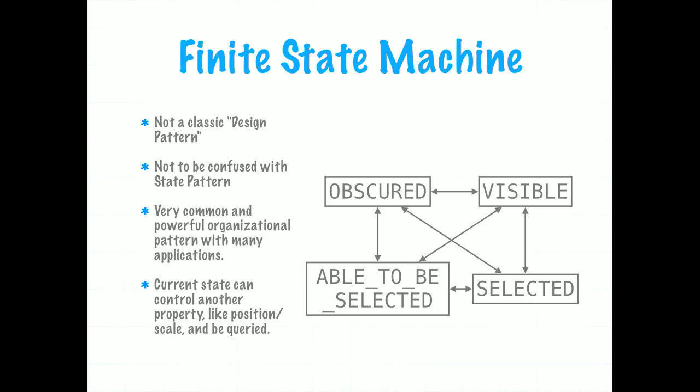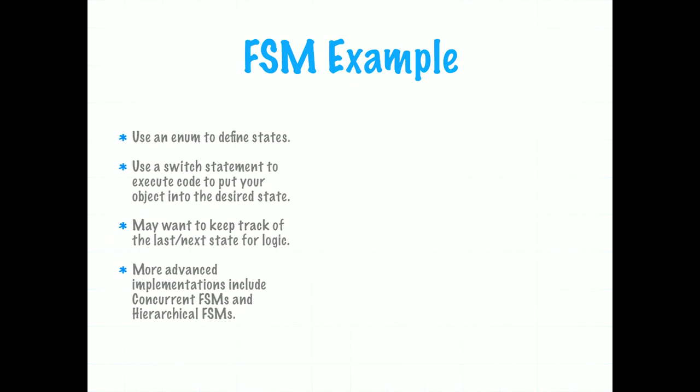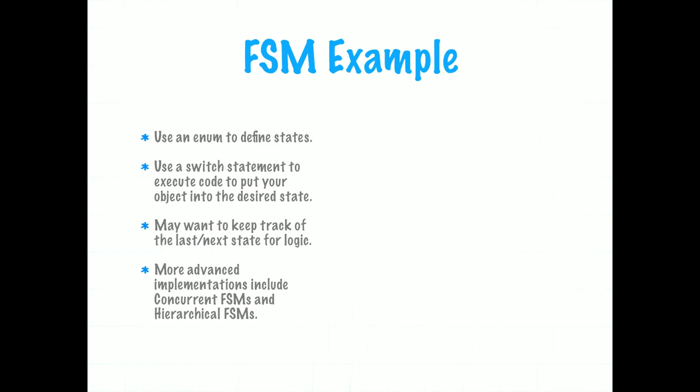Also be able to do things with that. So a pretty simple example is going to be a switch statement on enum again. So we have enum to define the states. We have a switch statement to execute code to put our object into the desired state. And an extra aside is that you may want to keep track of which state you just came from in order to make your code slightly more efficient, or if you really need that information in your logic.